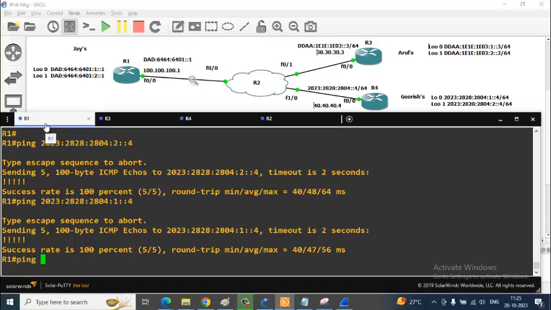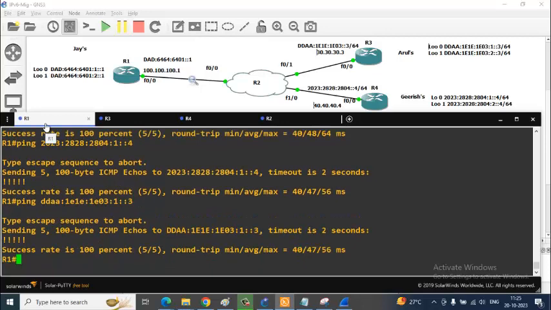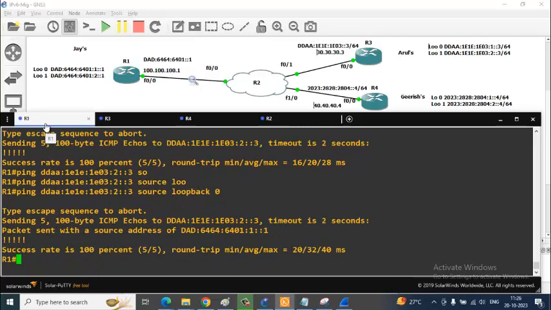Likewise, if I want to ping DDA:1E:1E03:1:3, I'm able to ping. I can also ping with the source of my loopback. I'm pinging with the DAD to DDA. Hope this is more clear today. Yes, sir.